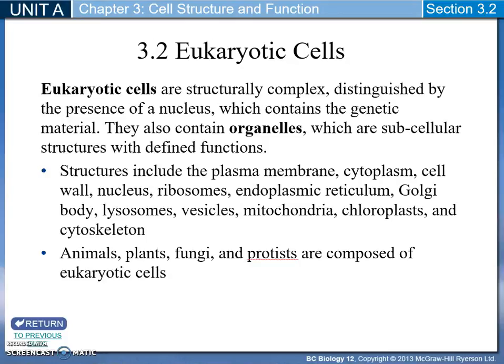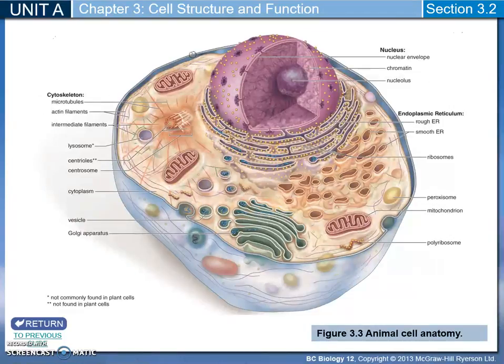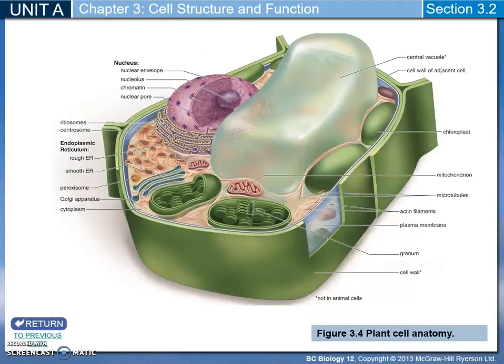and the cytoskeleton. Animals, plants, fungi, and protists are all composed of eukaryotic cells. So here's a diagram of an animal cell, showing many of the structures that we will look at in a little bit more detail. You can see the well-defined nucleus there, and many of the subcellular structures within the cytoplasm. So that's the animal cell, and then we also have the plant cell here.